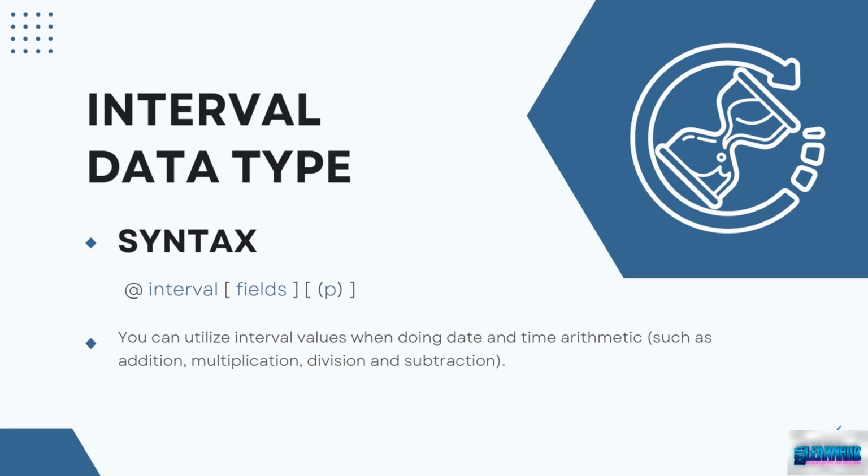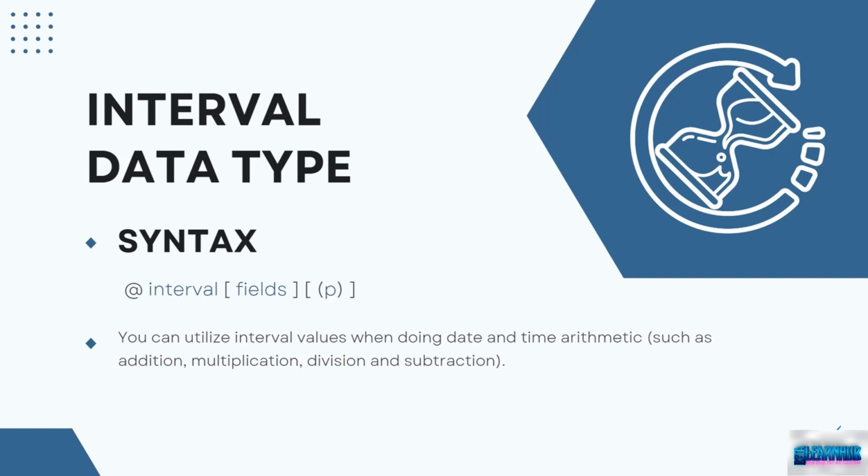The following illustrates the interval type. @ space interval space open square brackets space fields space close square brackets space open square brackets space open brackets p close brackets space close square brackets, where fields is the time period, while the precision p is the number of fraction digits retained in the second field, or the precision value with the allowed range starting from 0 to 6. The @ sign is also optional, so you can omit it.